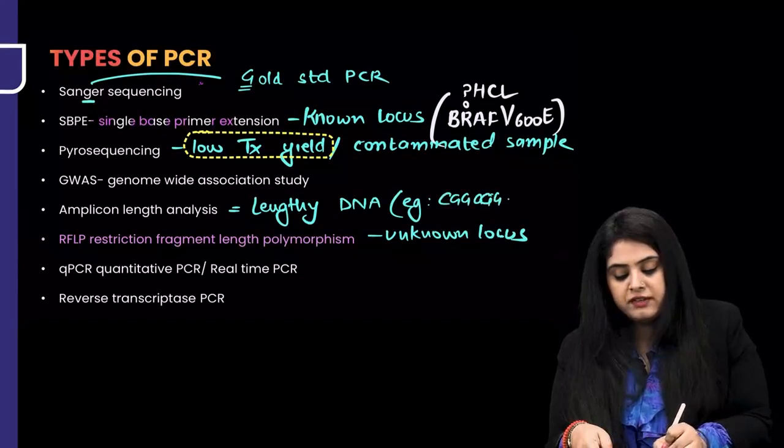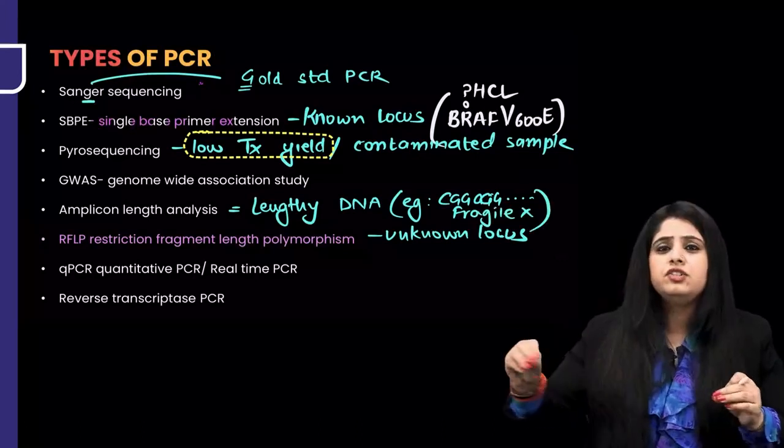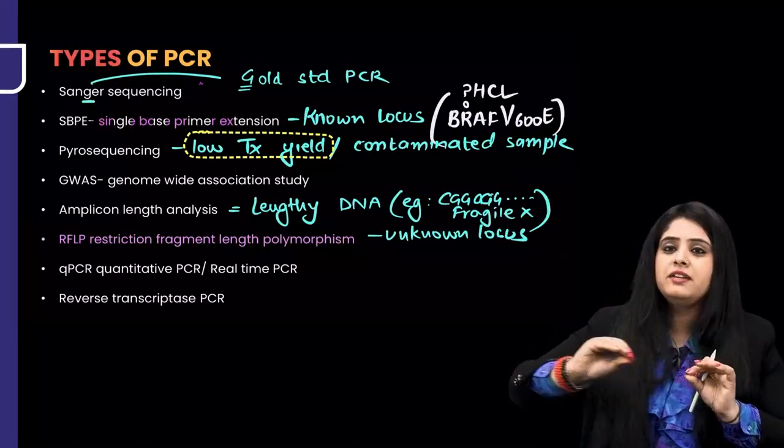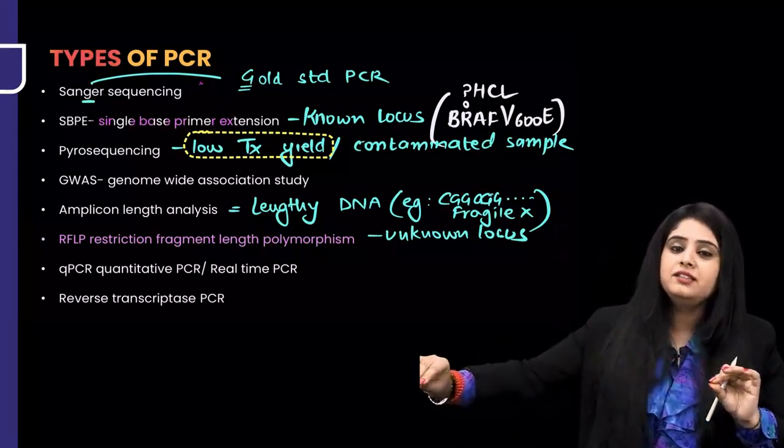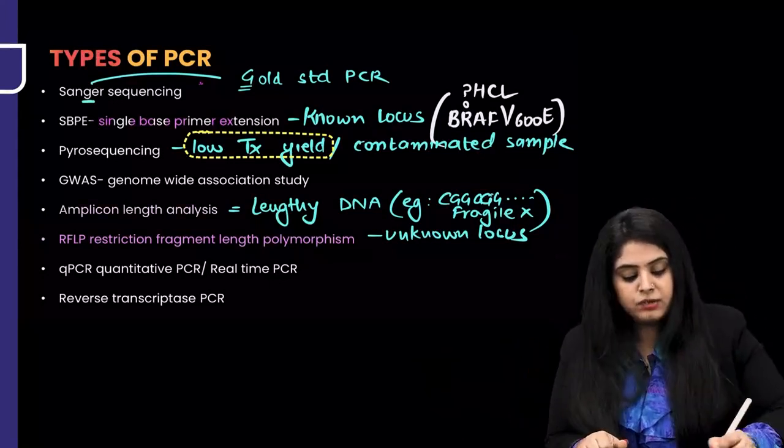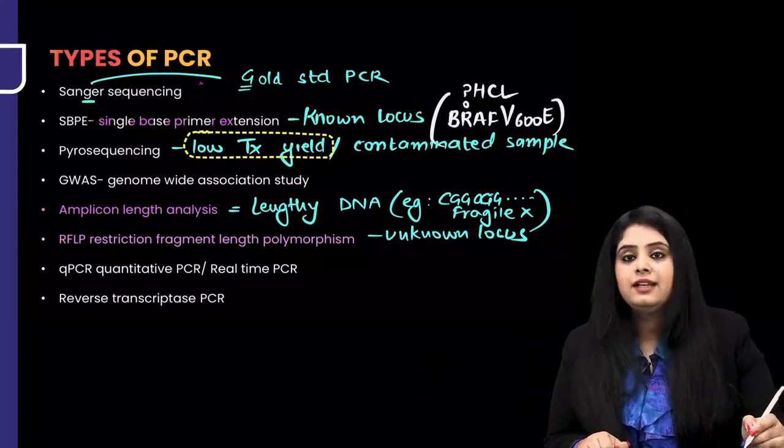CGG. Which disease was it in which CGG was going on? Fragile X syndrome. Tell me any other. CTG. DNA becomes very, very lengthy. In a very, very lengthy situation, you will do long-range PCR. You will do amplicon length analysis.